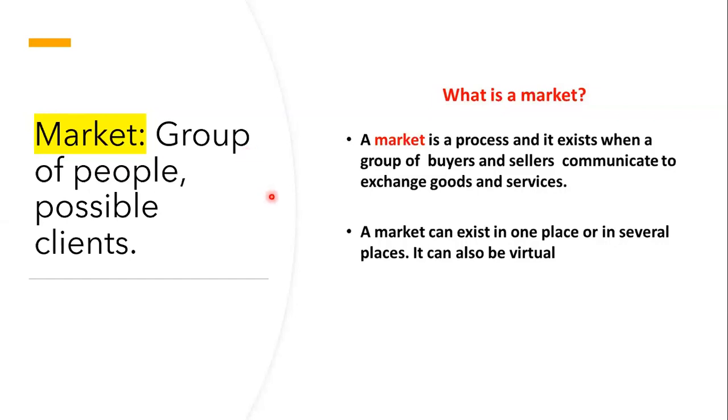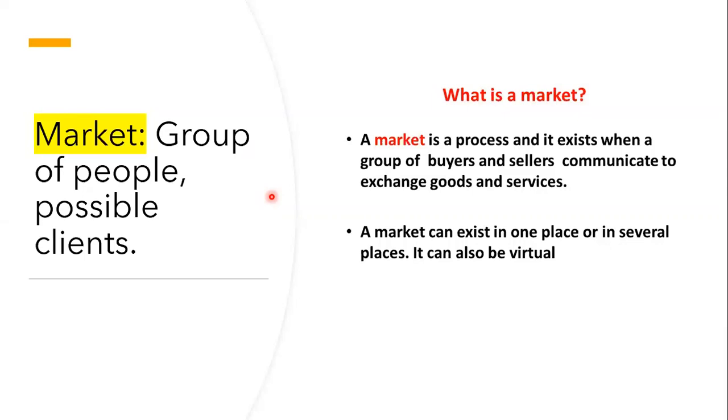Most people say that a market is a place because immediately you think maybe in Mi Comisariato, Mega Maxi, places where you can go and buy. But actually, it's very important that we define that when we're talking about market research, we are talking about a group of people. We are not talking about the place. We are not talking about the building or a shopping mall. We are talking about a group of people.